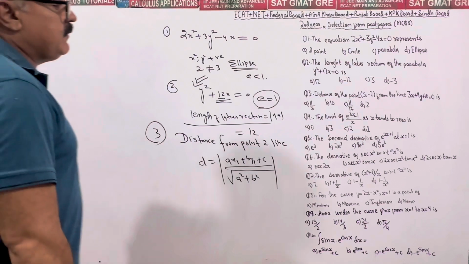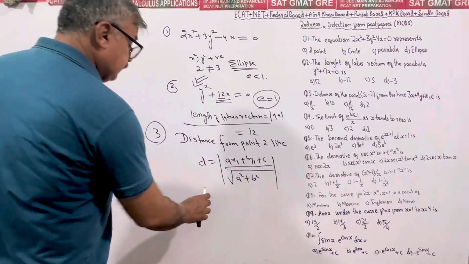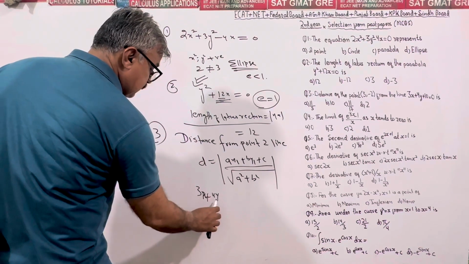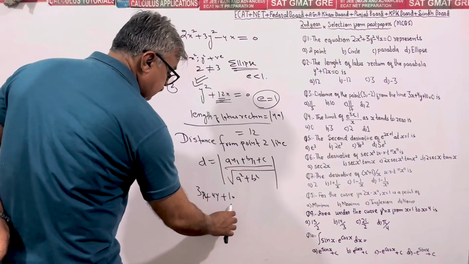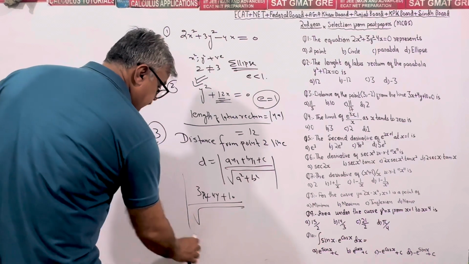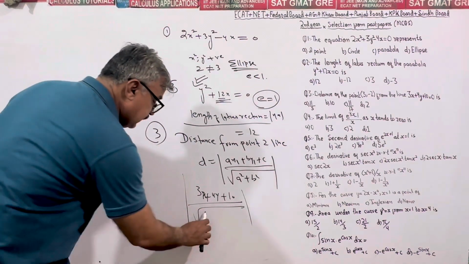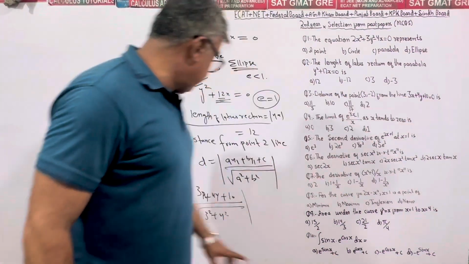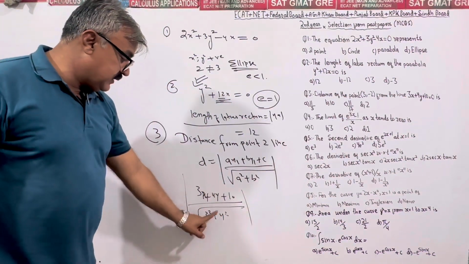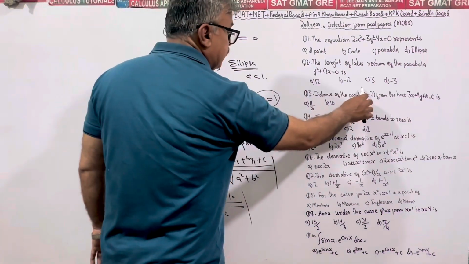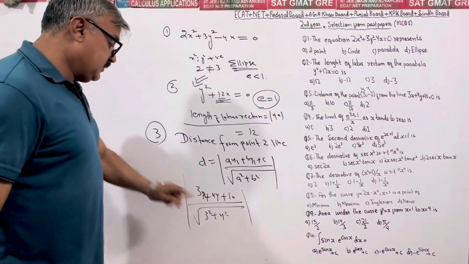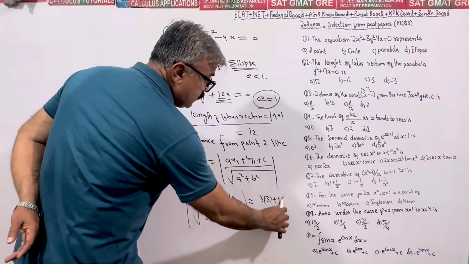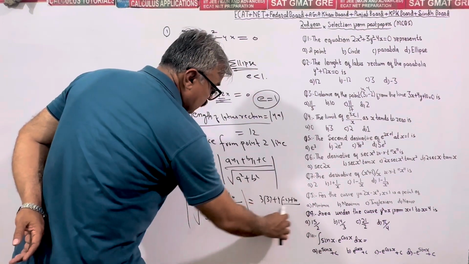Okay, cool. We have the equation 3x plus 4y plus 10, divided by the root of coefficient of x square, that's 3, and coefficient of y square, that's 4. What is the point? That's the value of x, that's the value of y. Insert here. It will become 3 times 3 plus 4 times minus 2 plus 10 overall.